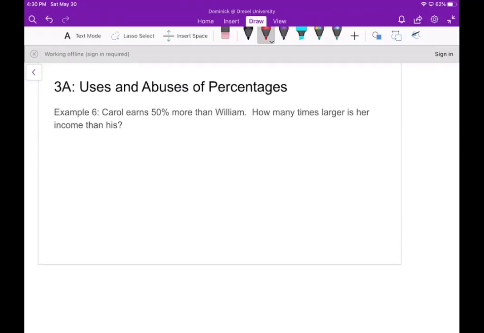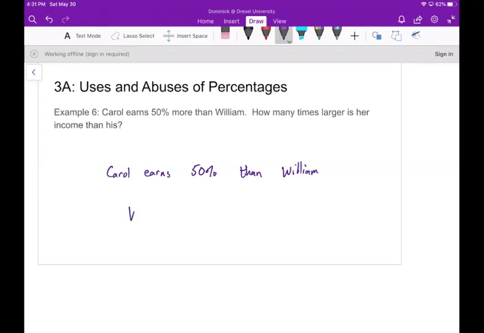So in this example, Carol earns 50% more than William does, and we want to know how many times larger her income is. So first of all, if Carol earns 50% more than William, that means that if I take Carol and I multiply that by 100 plus 50%, then I will get... wait a minute, I think I have this reversed. Let me erase this.